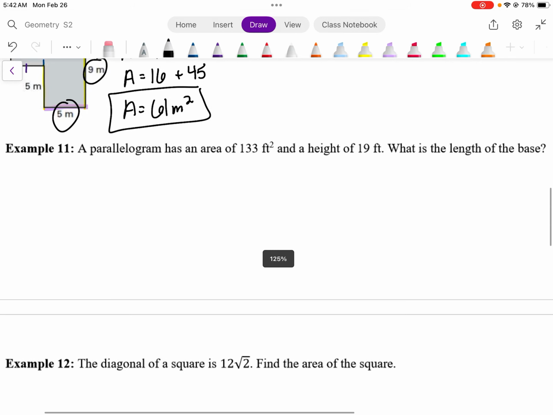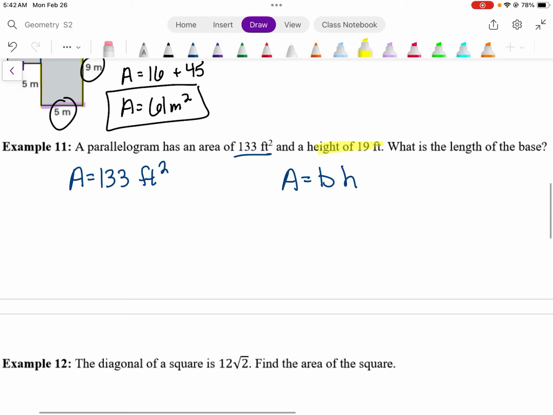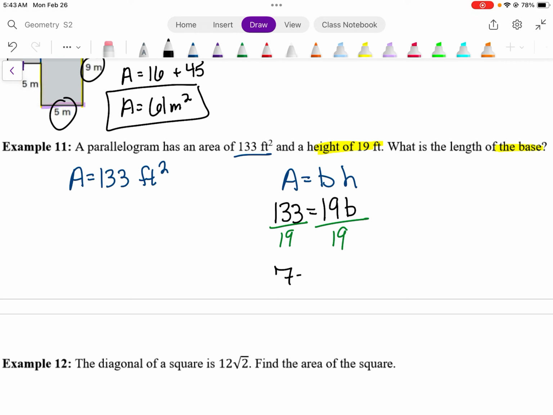Okay, next example, 11. This one is a parallelogram, has an area of 133 feet. So we're going to use the area formula to solve for missing pieces. The next thing they tell us, it has a height of 19, and they want us to find the length of the base. So if we plug that in, our area is 133, our height is 19, so we would have 19 times our base length. And this one is pretty easy. We just have to divide both sides by 19, and that will tell us that our base is equal to 7.